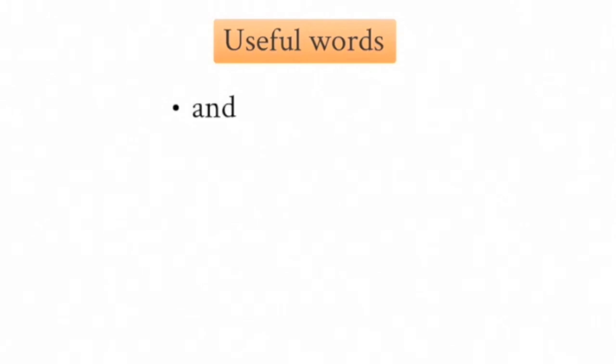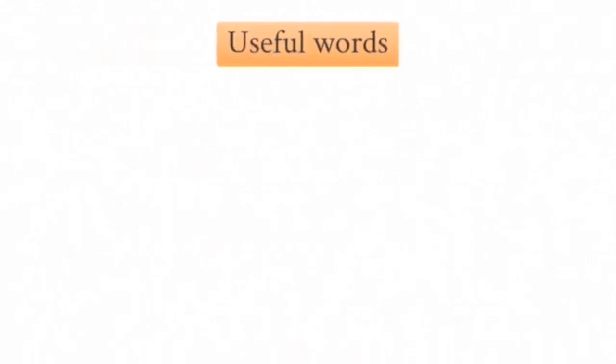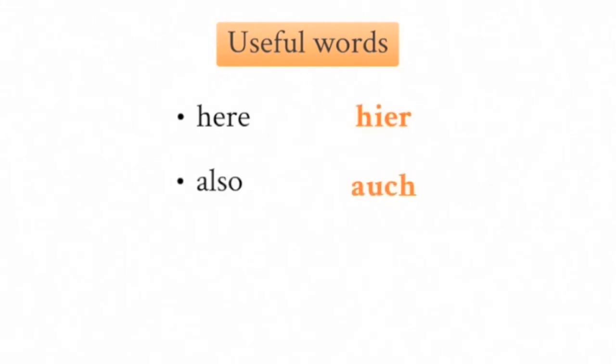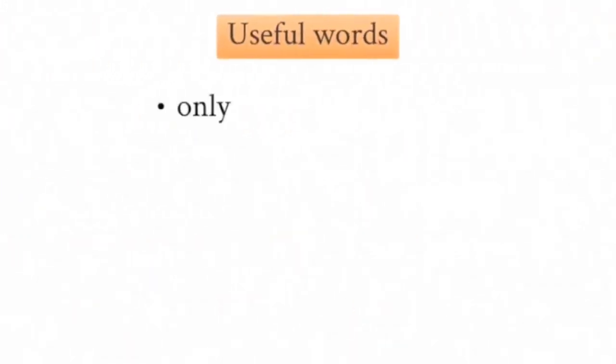The first word is and in German und, but, aber, very, sehr, or, oder. Und, aber, sehr, oder. The next ones are here, also, auch, both, beide, and some, etwas. Auch, beide, etwas.